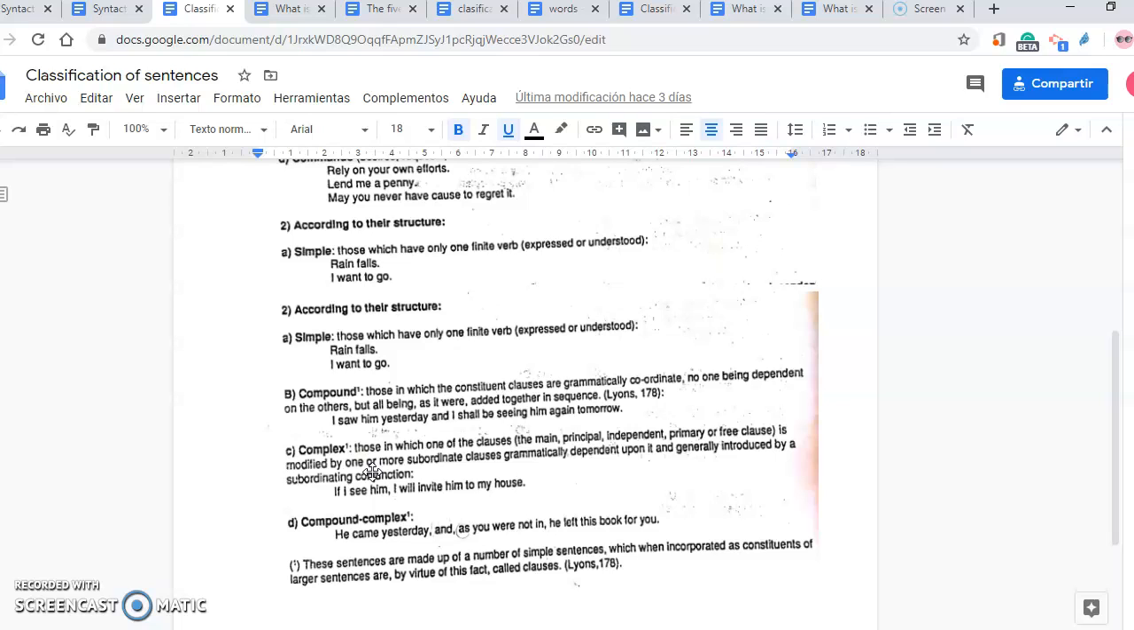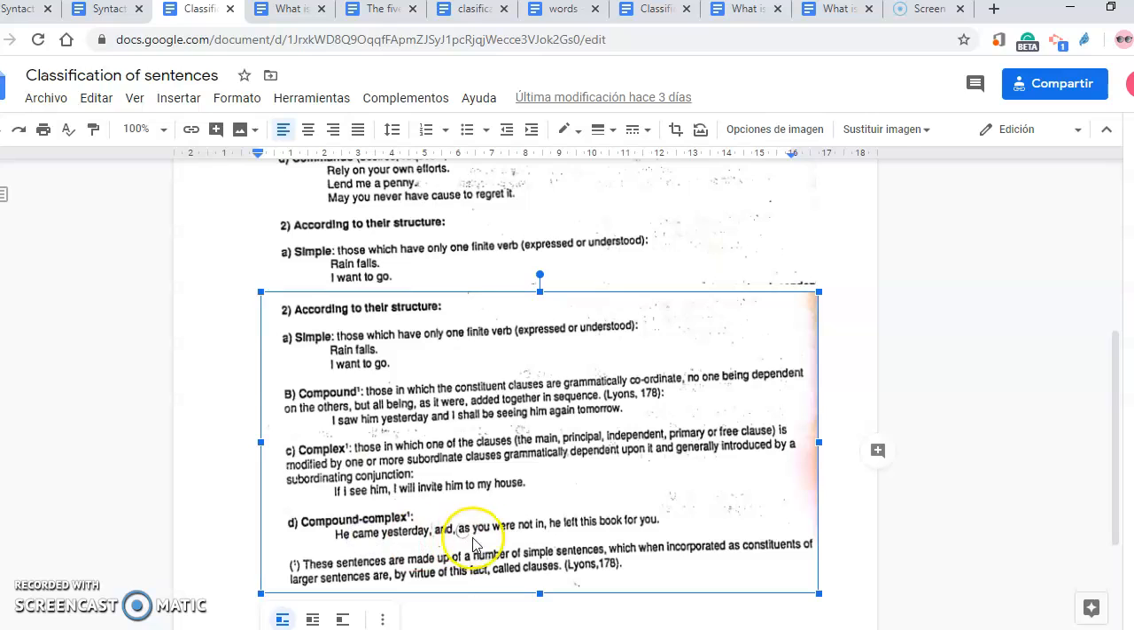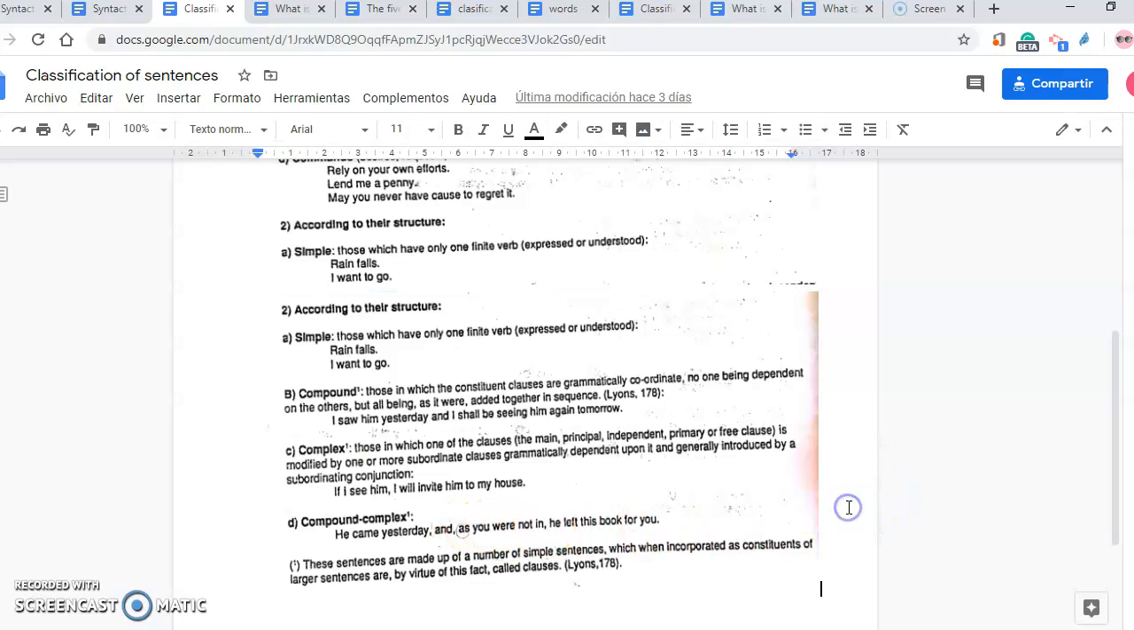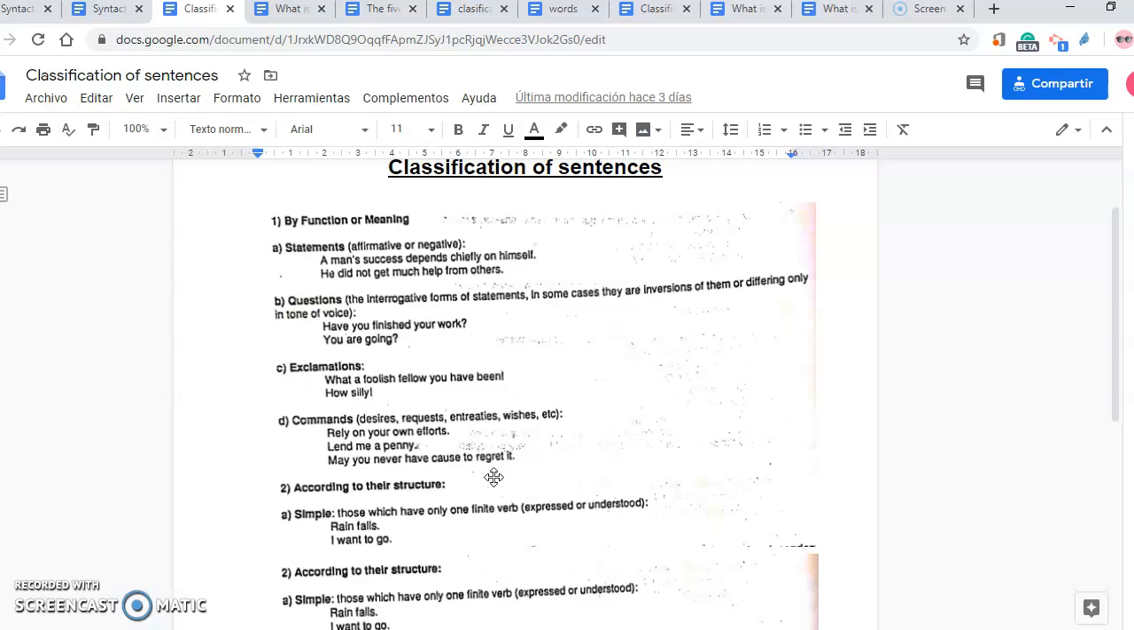So let's read this example that we've got here. He came yesterday, and as you were not in, he left his book for you. So as you were not in, this is a subordinate clause. He left this book for you. So this is a classification of sentence according to the structure. And according to the meaning, we can have statements, that is to say affirmative or negative sentences. We can have questions, we can have exclamations, and we can have commands. So that is the way in which sentences are classified.